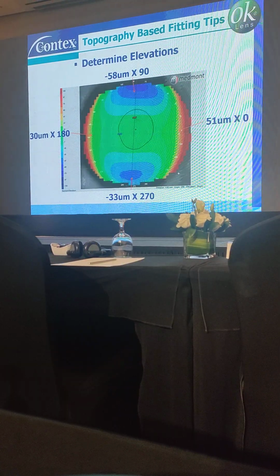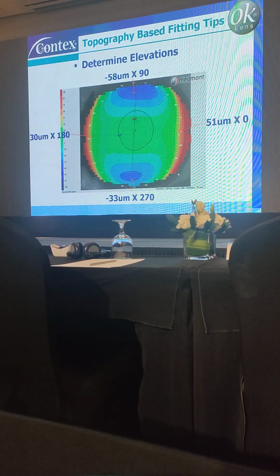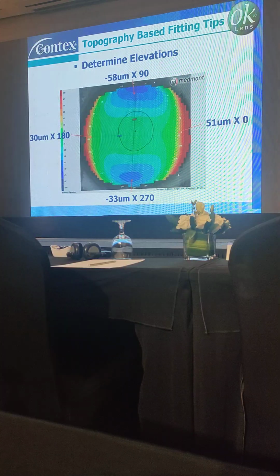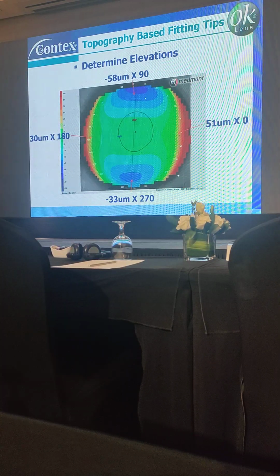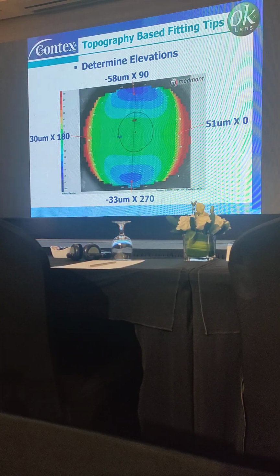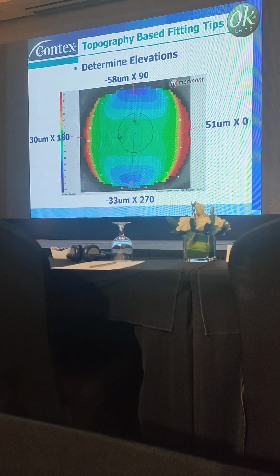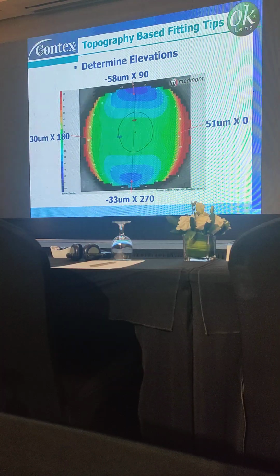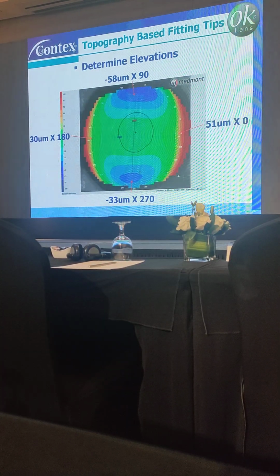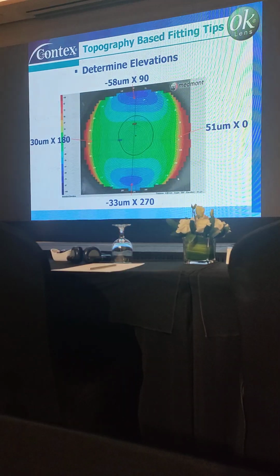Determine those elevations. So here we have 58 microns of deviation. That's a lot. That's 3 diopters of deviation. Down at the bottom, it's 33. And most corneas have the greater deviation down here, right? Most corneas have inferior steep areas, not superior steep.